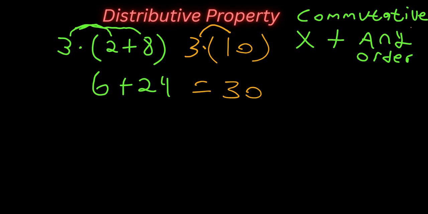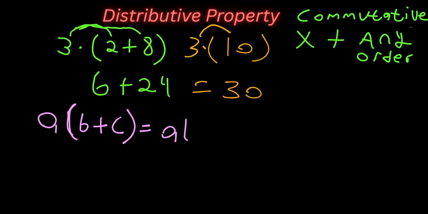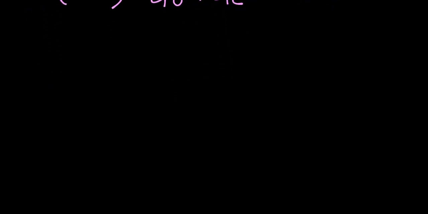Okay, so now that you've seen that and you've understood that, let's show you the general form. The general form is A times B plus C equals AB plus AC. This is just stating that we can distribute A to B and C. Okay, let's do a few examples of this property in action.